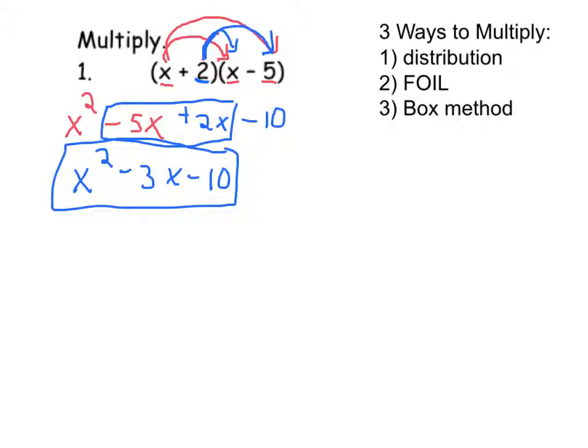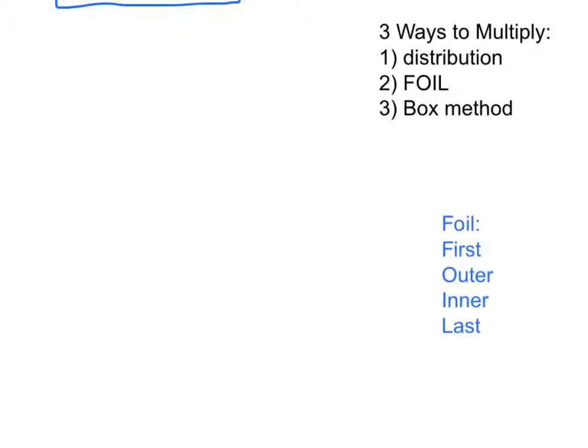All right, that's the first way to do it. Let's do FOIL now. Okay, so we've checked off distribution, we've done that. Now we're going to FOIL. And FOIL just stands for first. That means we're going to multiply the first 2 terms together. Then we're going to multiply the outer 2 terms together, the inner 2 terms together, and the last 2 terms together. And this only works if you're multiplying binomials.